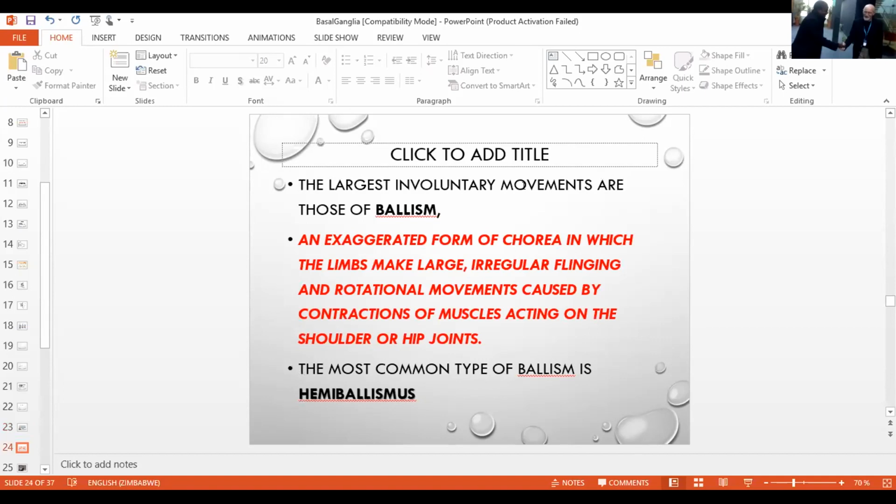So then the largest involuntary movements are those of ballism. They're saying an exaggerated form of chorea in which the limbs make large, irregular flinging and rotational movements caused by contraction of muscles acting on the shoulder or hip. They say the most common type of ballism is hemiballism. You see the patient moving the upper or lower limb purposelessly, but it's like a rotational movement from the shoulder. The base of that movement is on the shoulder and the hip.